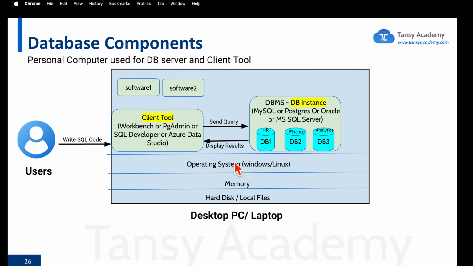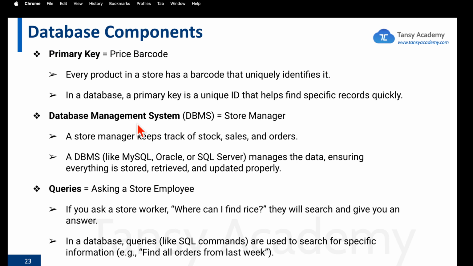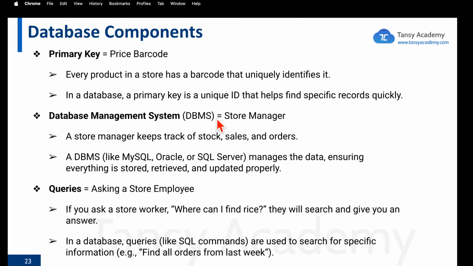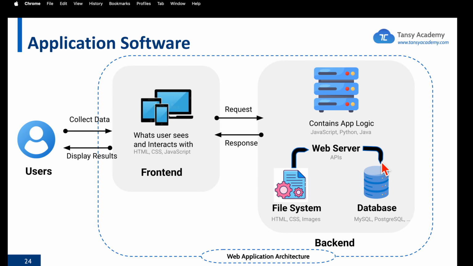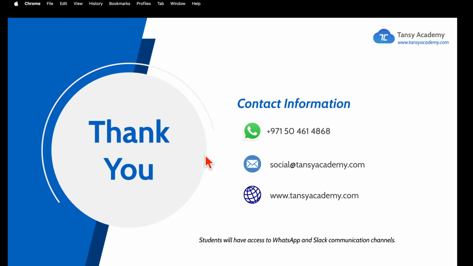Okay, and as I told you at the beginning, there are various database components, but we have highlighted a few: tables, records, fields, primary key, DBMS, what a DBMS software is, what a client tool is, and what queries are. I'm not going to explain the others because they are complicated at this level, as this is a beginner's level. So even if you don't understand these components now, it's okay, you will get it as we move along into the course. Yeah, thank you. Let's move to the next topic.